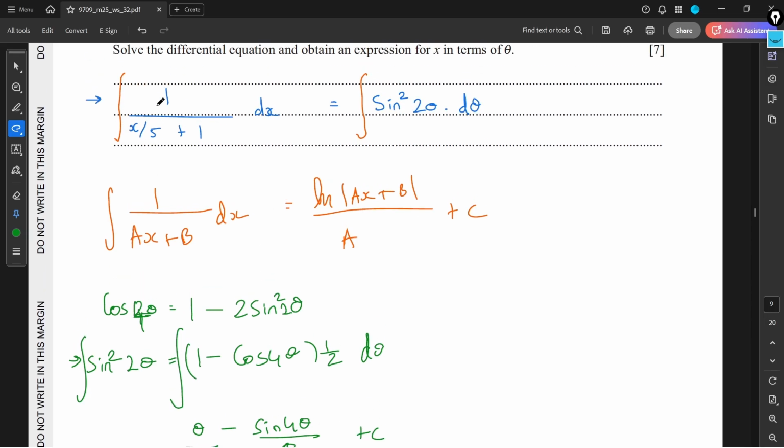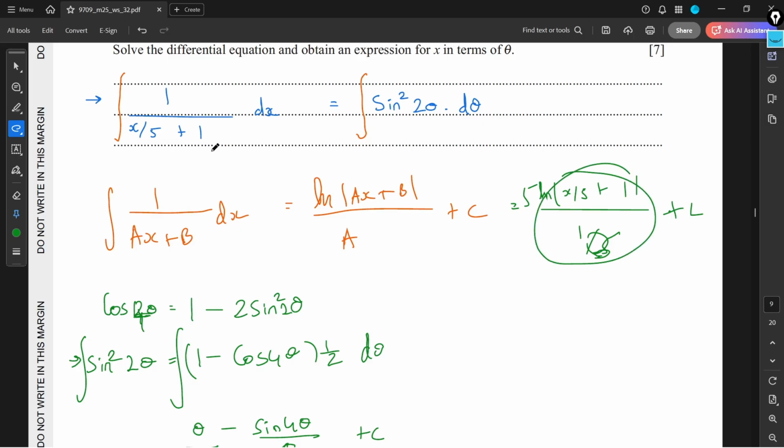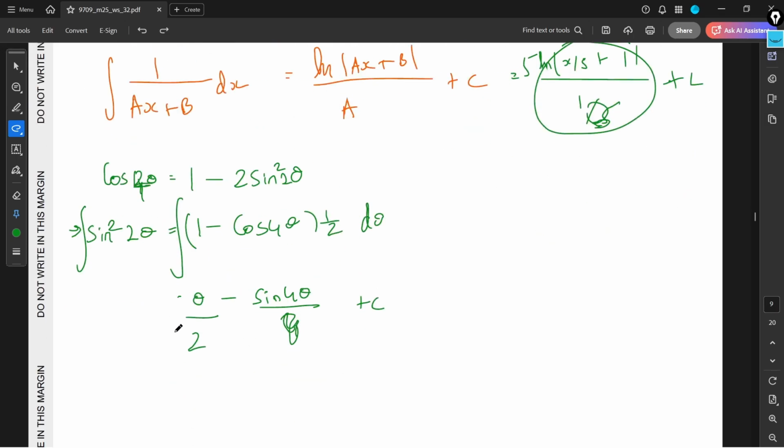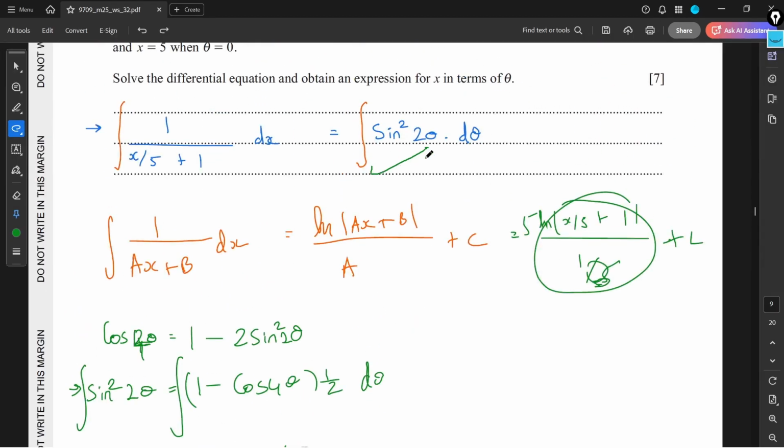And just like this, if I show you the integration of this thing by applying this formula, it's simply going to become ln of x by 5 plus 1, divided by 1 by 5. So this 5 goes on the top, right, from here. And that is your final answer. So this is the integration on the left hand side, and this is the integration for the right hand side.